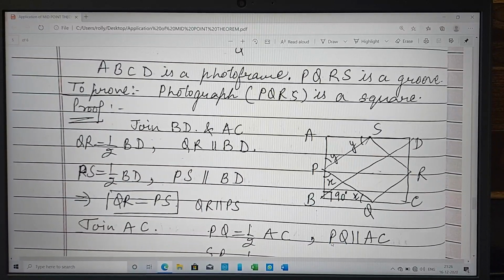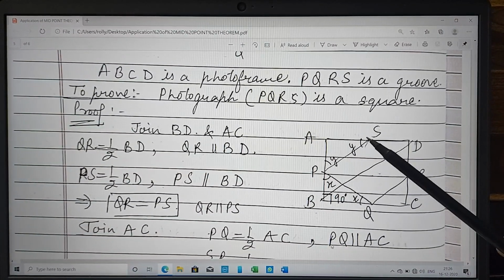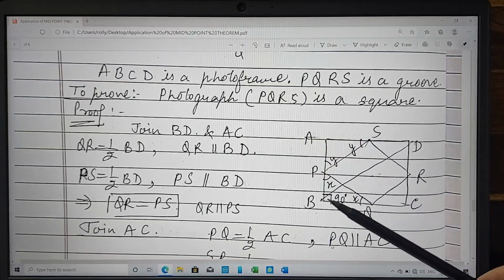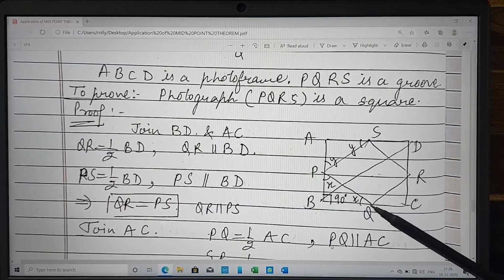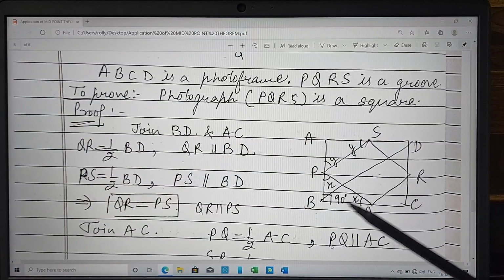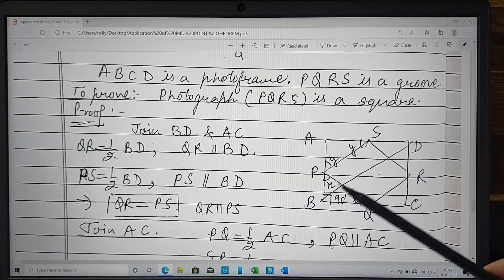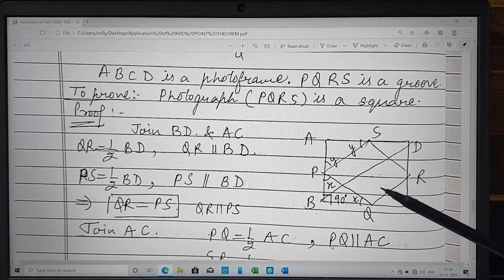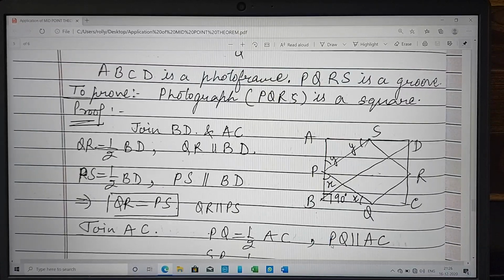Clear? So first of all, if we join BD, P and S are the midpoints, so PS will be equal to half BD, and parallel also. Taking triangle BCD, Q and R are the midpoints, so QR will be equal to half BD and QR will be parallel to BD. So PS is equal to half BD, QR is equal to half BD. It means PS and QR are equal and parallel also.